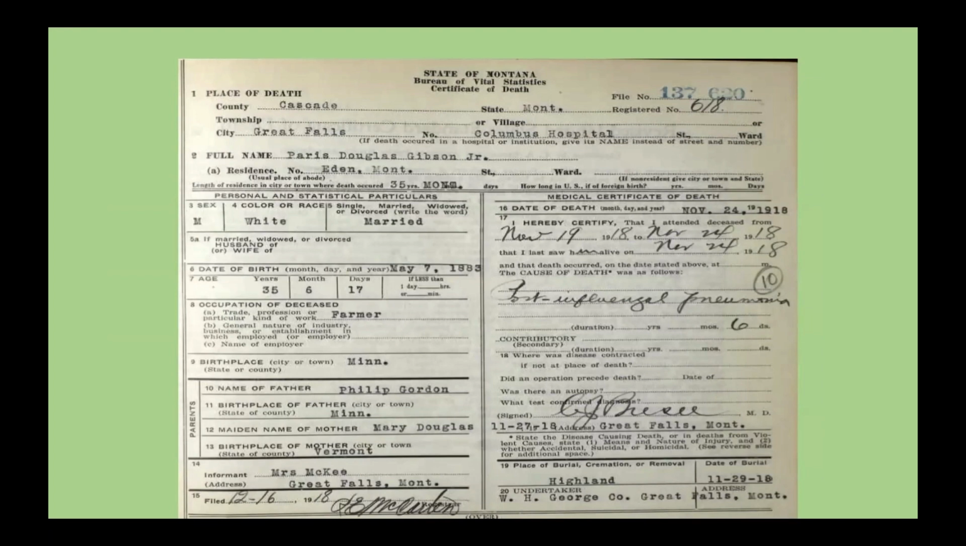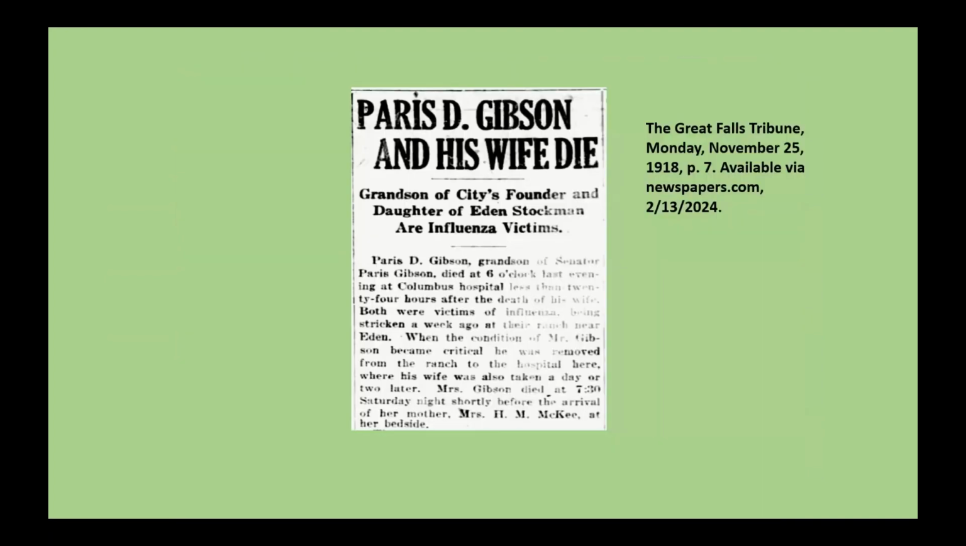Sometimes you'll find things like this. So look beyond the one certificate, especially if you're dealing with epidemics. I can't wait to see the information that we finally get from 2020 death certificates. And it says here, Paris D. Gibson and his wife died. Grandson of city's founder, daughter of Eden Stockman are influenza victims. And it tells you a little bit about it in the November 25, 1918 Great Falls Tribune.